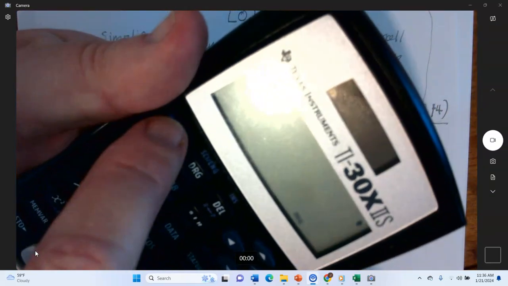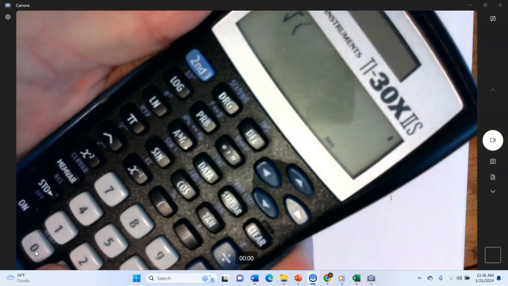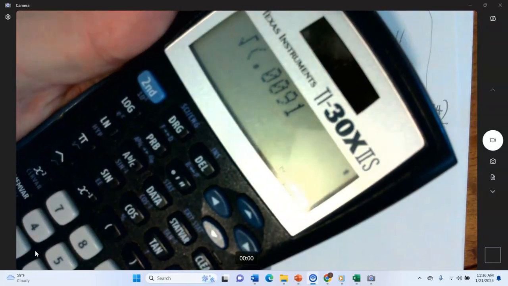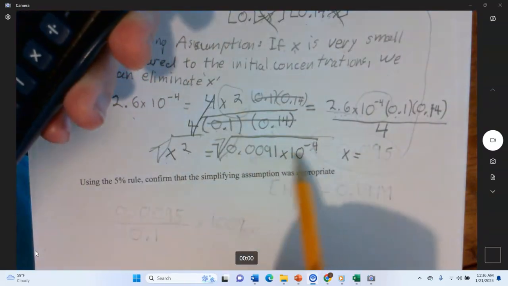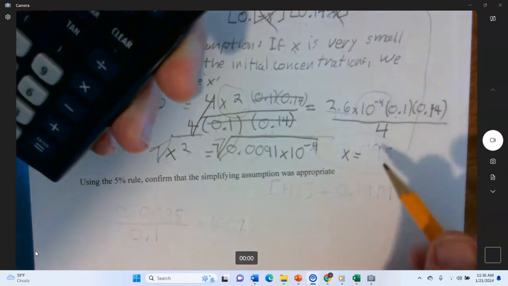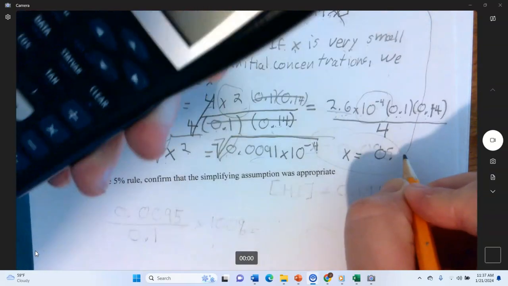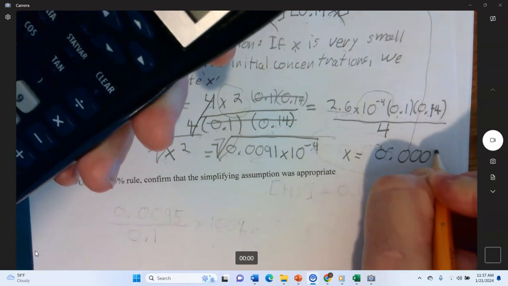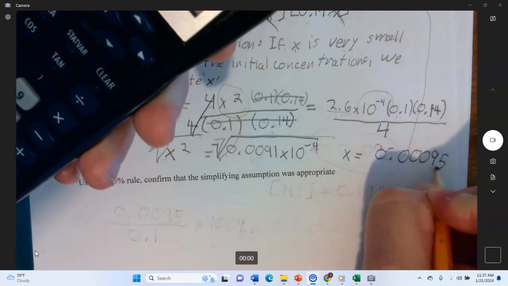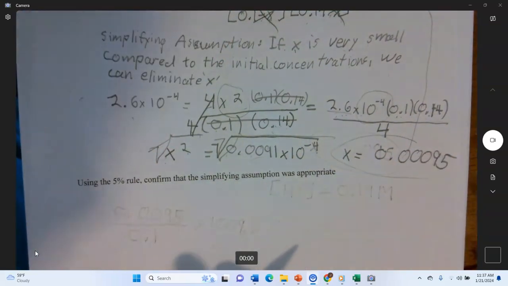So it's going to be second, and then x squared, but that brings up the square root. It's 0.0091 times 10 caret, the little hat symbol right there, to the negative 4. I just type that in. I'm going to close the parenthesis, and it gives us this. And I'm going to write it in decimal form. 0.0003095. So that's the value of x, but that's not your final answer, don't forget. Okay, that's the value of x.